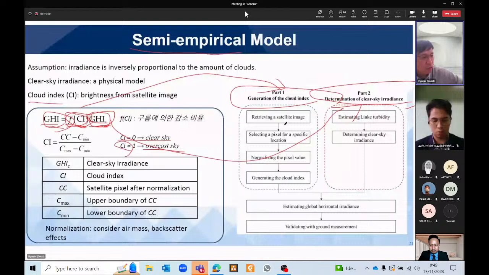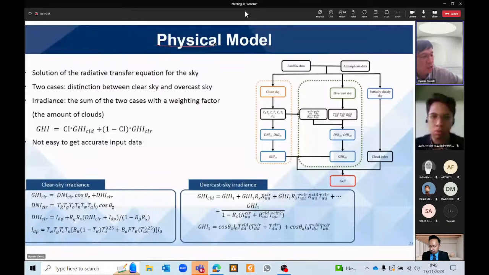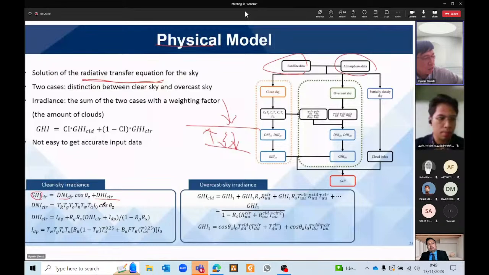On the other hand, we can use a physical model. It's purely physical. How? It solves the radiative transfer equation over the sky, atmosphere, sky comes to the ground, and then scattering, beam, all together. Sometimes reflection, a little bit complicated. So this is a governing equation, the radiative transfer equation for the sky. If you see the equation, GHI clear sky, DNI times DHI, TR, it's a radiative scattering transmittance.